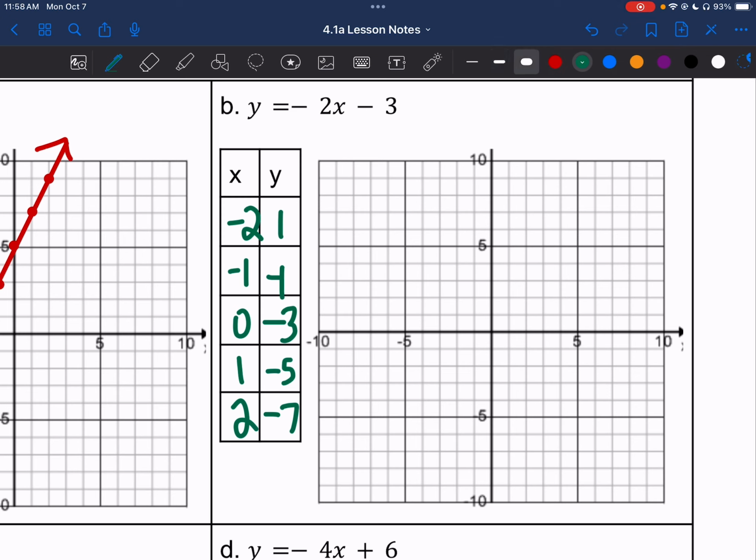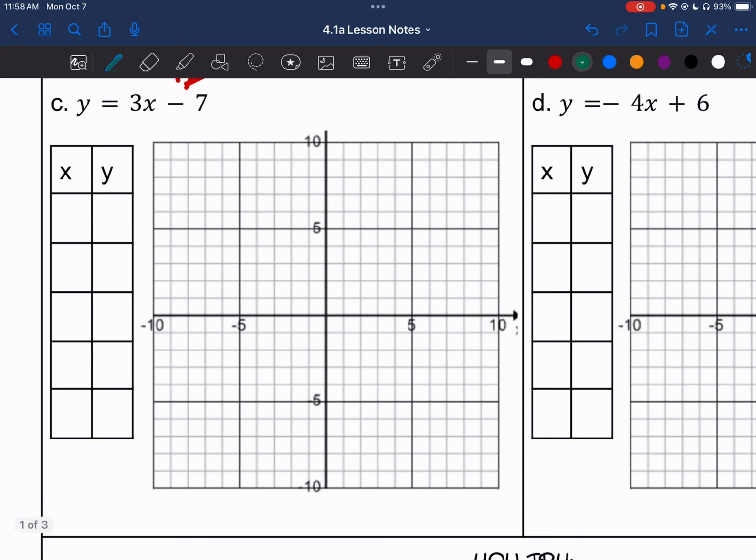So now I'm going to graph these points. -2, 1, -1, -1, 0, -3, 1, -5, and 2, -7. And I can go ahead and connect those dots. And we have our line. And again, I'm putting in the arrows at the two ends.